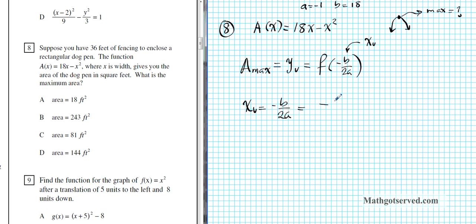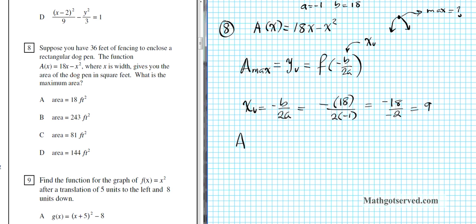Okay? So the x-coordinate of the vertex, which is negative b over 2a, let's compute that. It's going to be negative 18 over 2 times negative 1. So you're going to have negative 18 over negative 2, sorry, and then 9 will be the x-coordinate of your vertex.